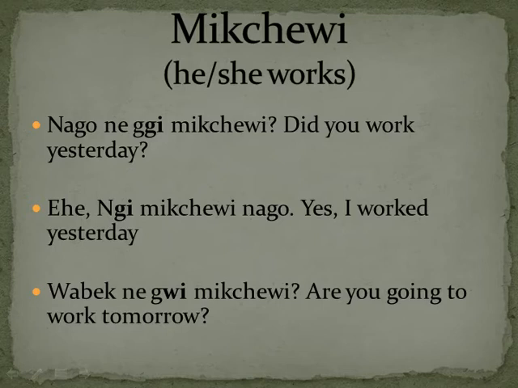Nigi mikchui nago. Yes, I worked yesterday. Konige is another way to say yes. The n is I. The gi is the past. Mikchui is the verb to work, and nago is yesterday. So, yes, I did work yesterday.